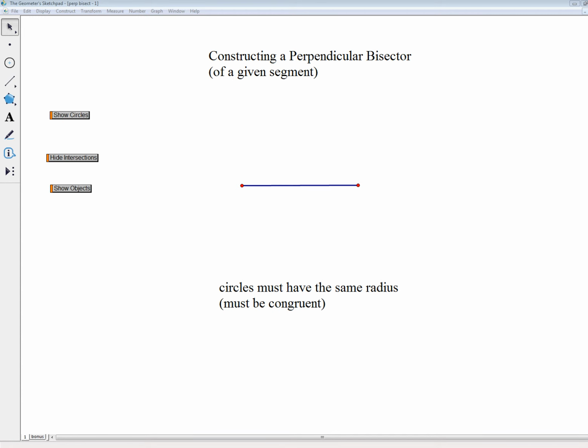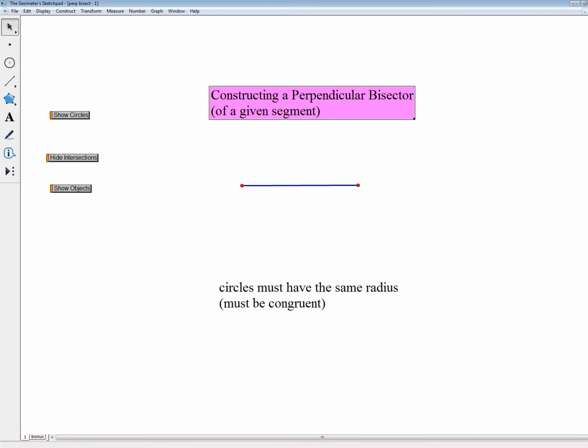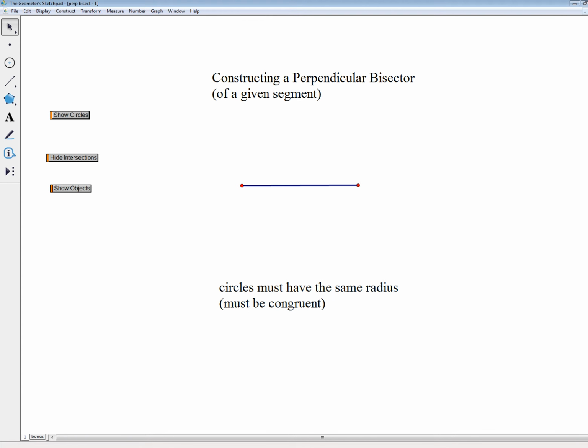This is a short geometry video, and the topic is constructing a perpendicular bisector of a given segment. So here's our segment. It could be any length in any position, and our goal is a 90-degree intersection through the midpoint, making a perpendicular bisector.